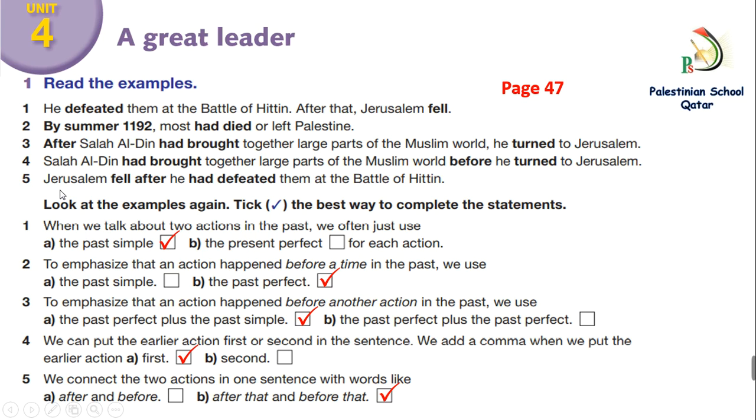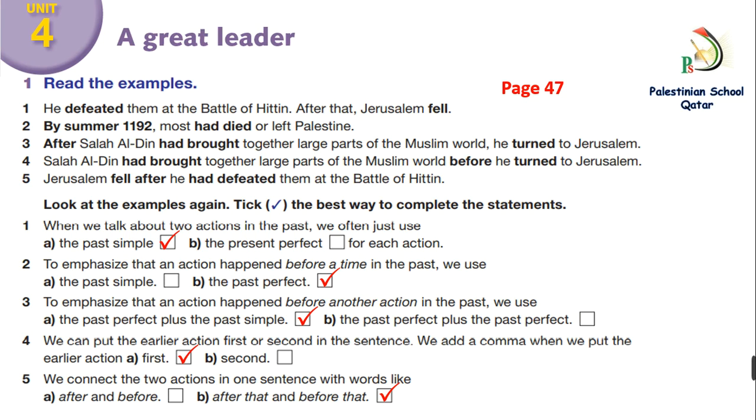And number 5, Jerusalem fell after he had defeated them at the Battle of Hattin. It means after he defeated them, he took, for example, Jerusalem. It is also like when we say the player took the cup after he defeated his enemy, after he defeated the other team in the game.